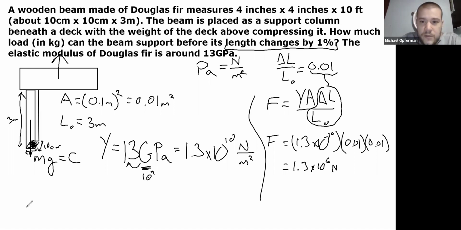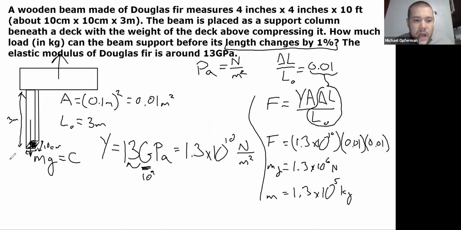And then finally, we were asked for the load in kg, not the force. So we'll set this equal to mg. Then m equals this divided by 9.8. So 1.3 times 10 to the 6 divided by 9.8 is still about 1.3 times 10 to the 5 kilograms, so about 130,000 kilograms. I don't know if a 1% change is actually a realistic amount for this particular material, but if it is, that would be the maximum amount of weight that this column would be able to bear, hypothetically.